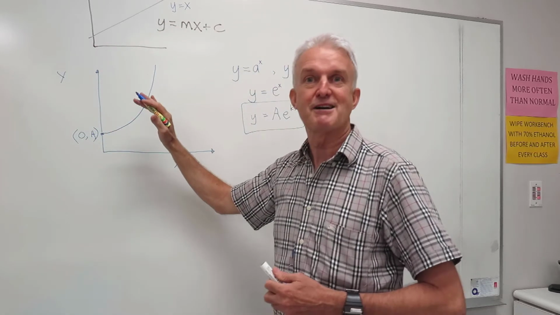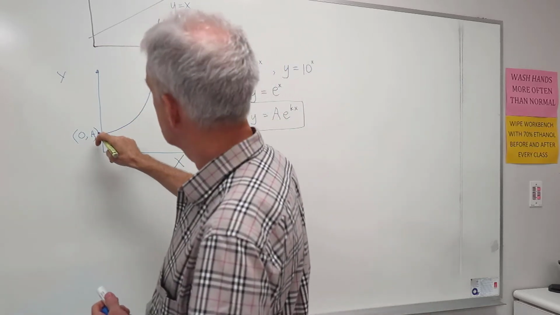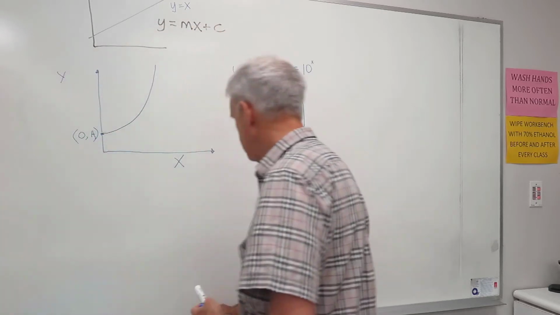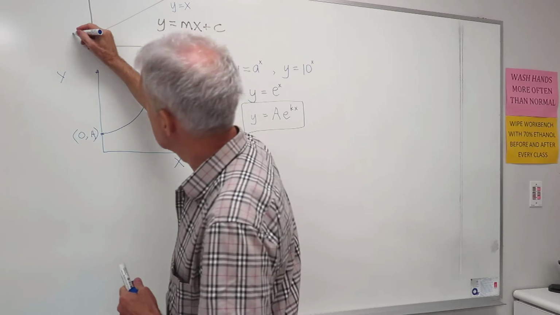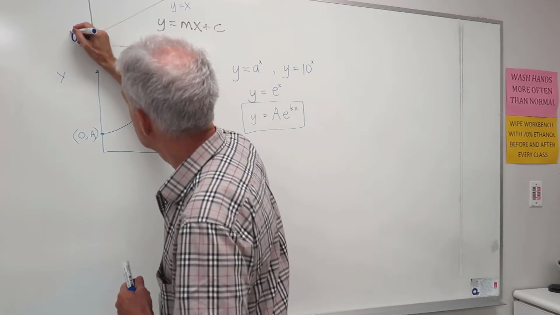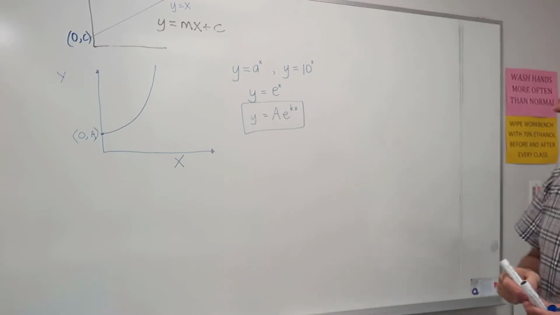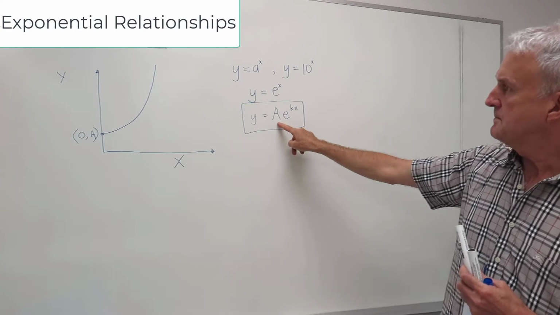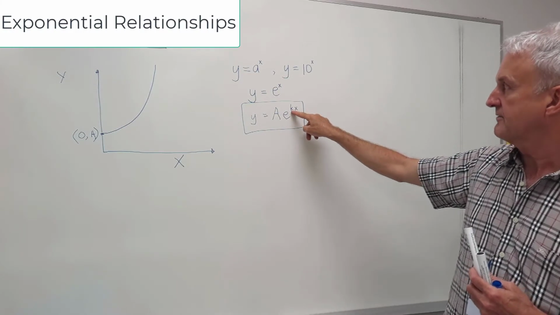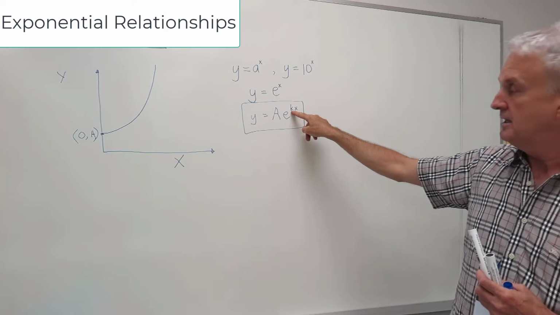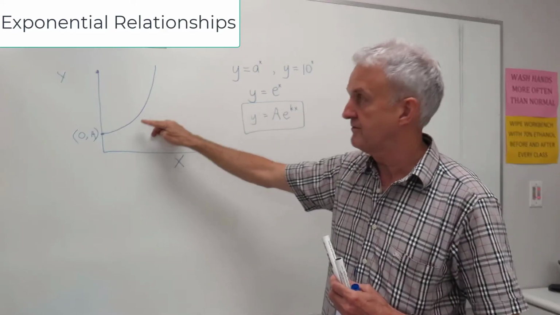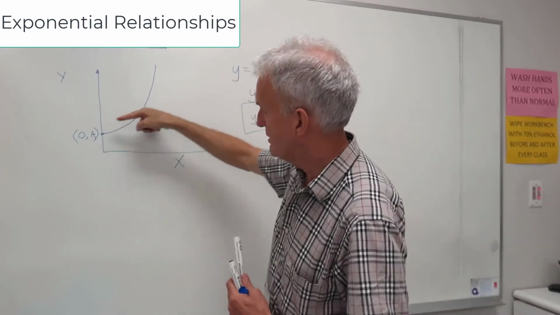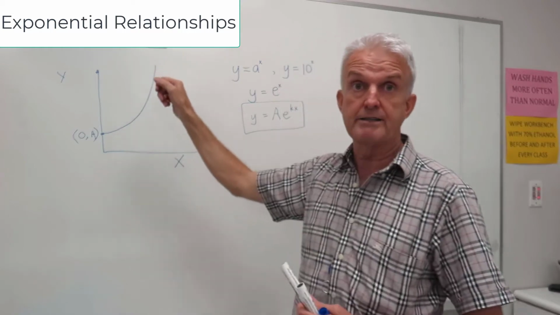I seem to have used permanent marker again, so that is 0, a there. That's now 0, a, just as this is 0, c, the intercept in the straight line relationship. A performs exactly the same function in an exponential relationship. And then we've got the value k, which can be positive or negative, which adjusts the rate of change of the function. So we've got two things: we can adjust the starting value, and we can adjust the exponential rate.